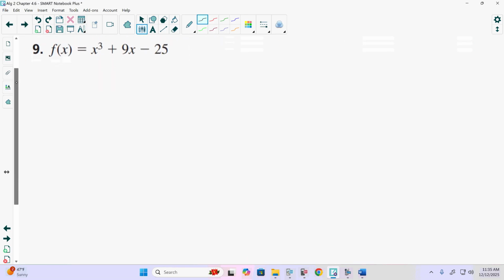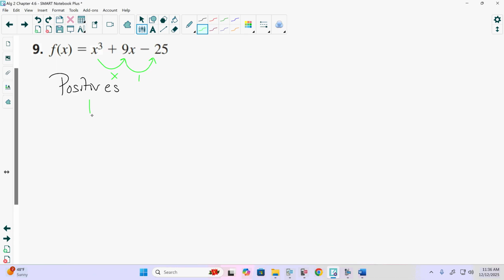This is the other one we're going to look at. f of x equals x cubed plus 9x minus 25. Now for our positives, we're just going to count the sign changes. Even though x squared is not listed, that is fine. X cubed to x, we're going from positive to positive. There is no sign change. From x to our constant term, it's going from positive to negative, so there is 1.